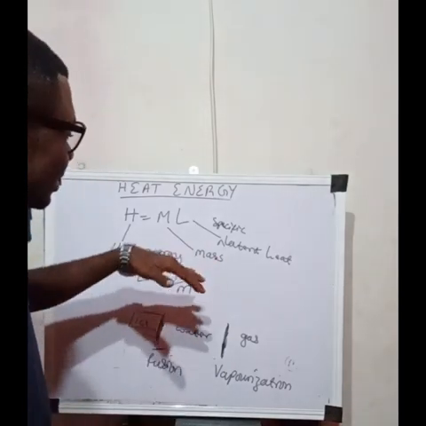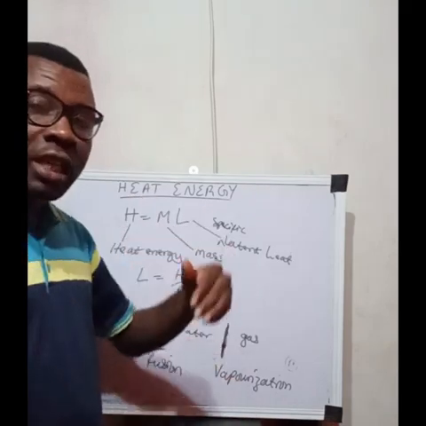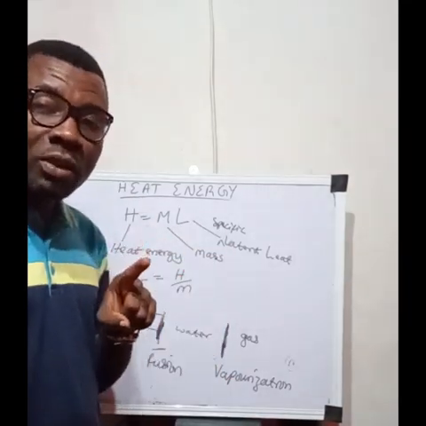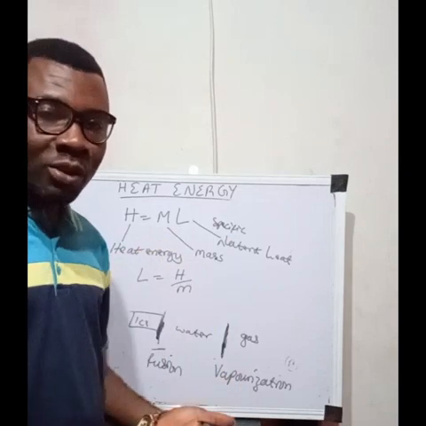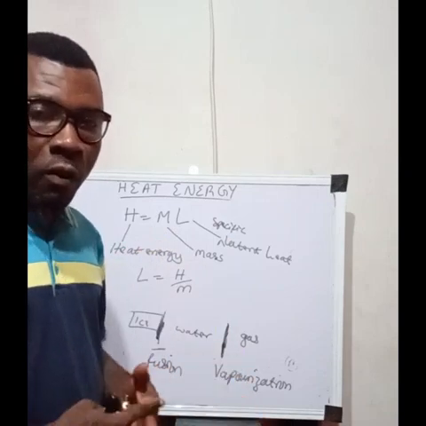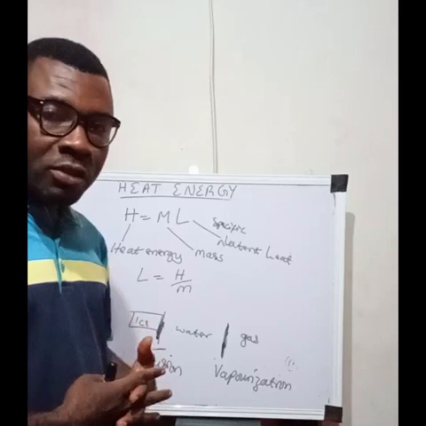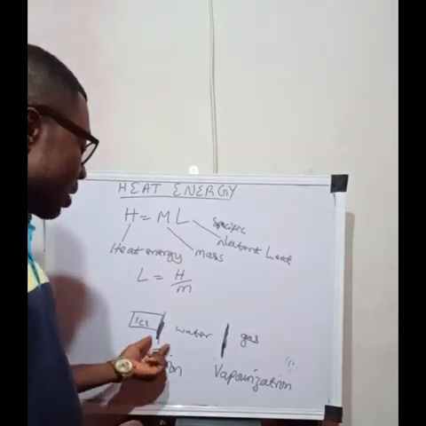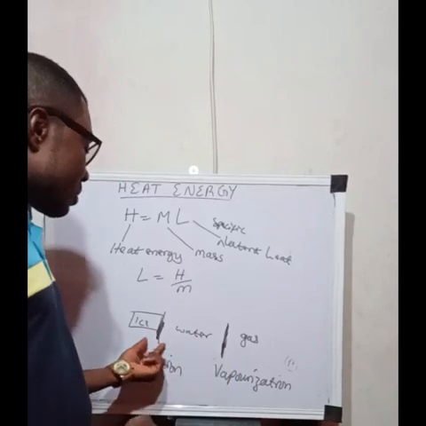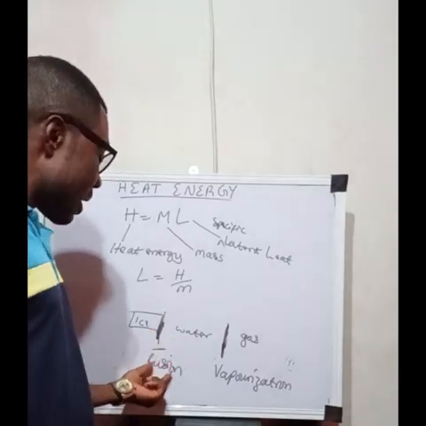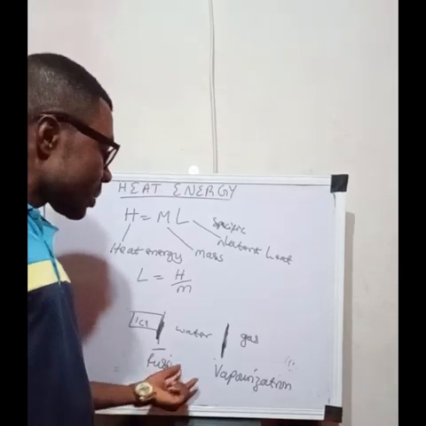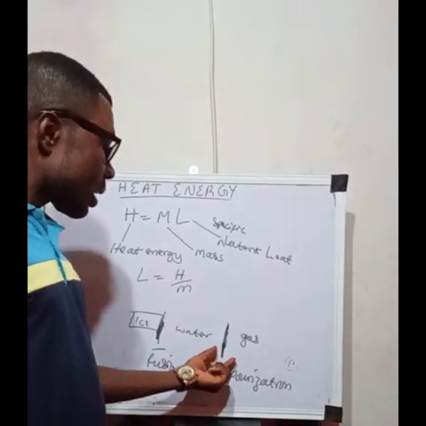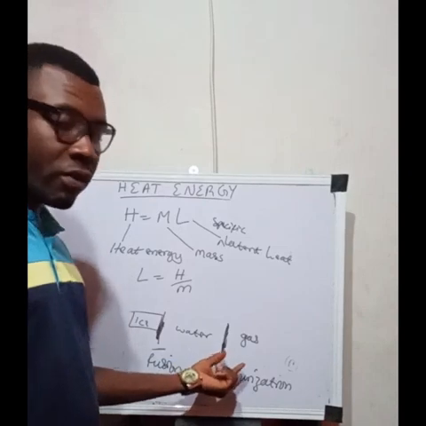Specific latent heat is the quantity of heat required to change the state of a unit mass of a body at constant temperature. It could be at its boiling point or its melting point. And I've differentiated between boiling point and melting point. At melting point, the latent heat is latent heat of fusion. At boiling point, the latent heat is latent heat of vaporization.